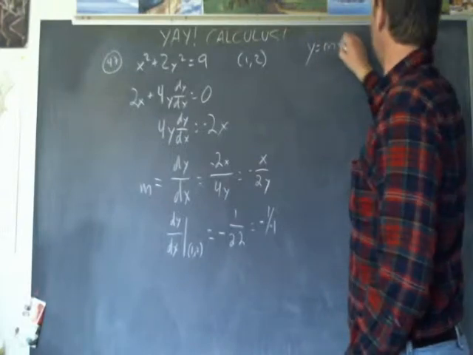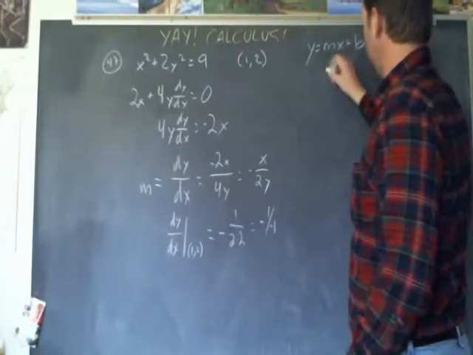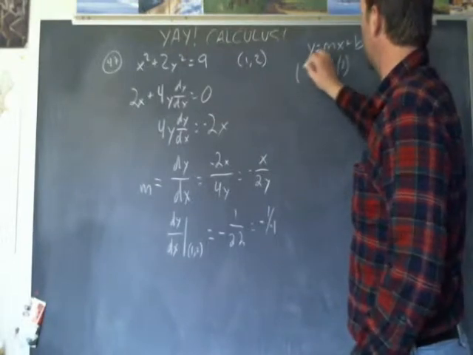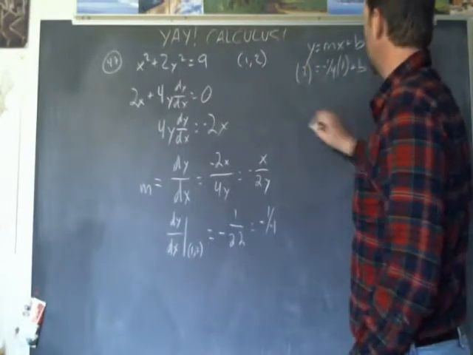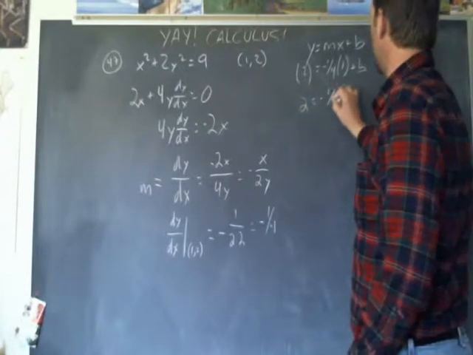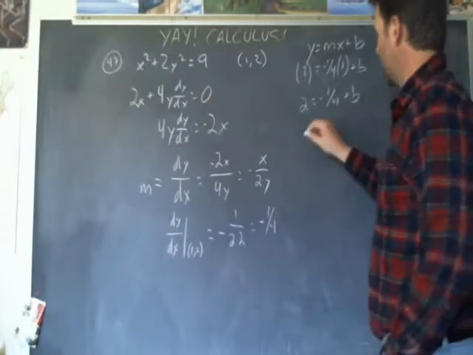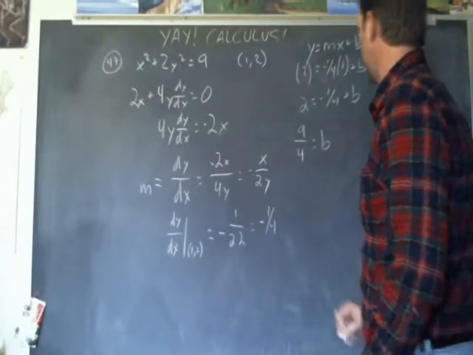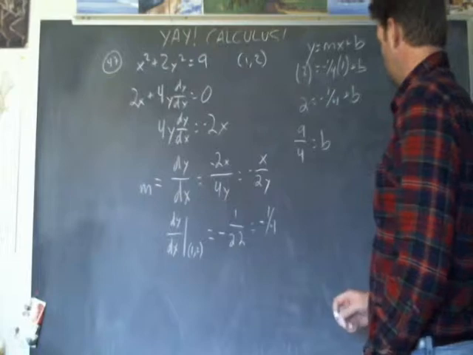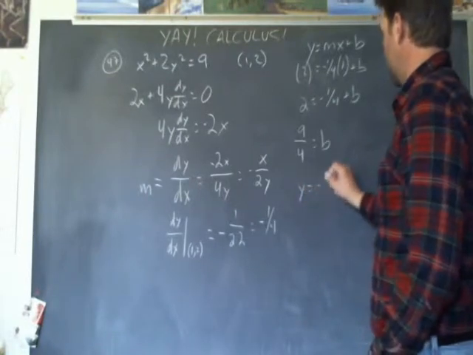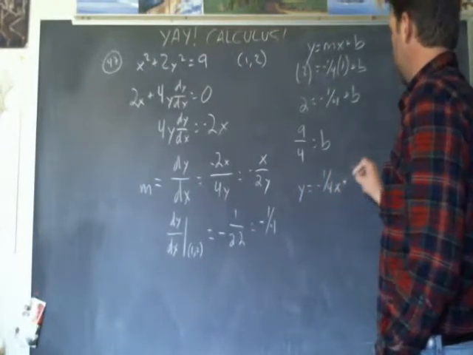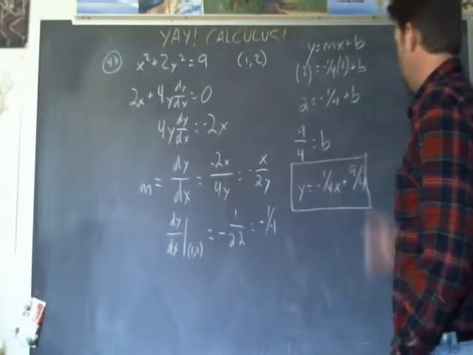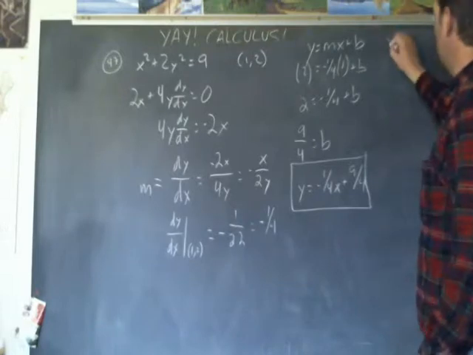So to find our tangent line, use our slope of negative 1/4, our x, which is 1, and our y, which is 2. Solve for b: 2 equals negative 1/4 plus b. And 2 plus 1/4 is going to be 9/4, equal to b. And we'll have y equals negative 1/4 x plus 9/4. That's our tangent line, another y equals mx plus b.